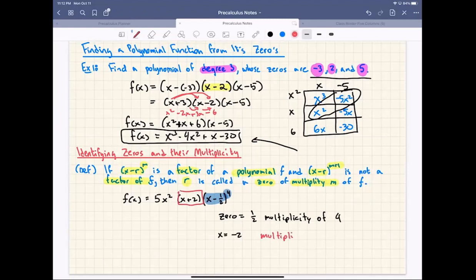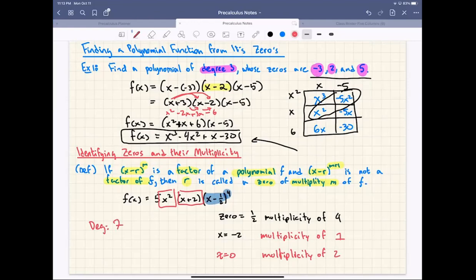If you don't see a power, that's about it. And then this last one is 0, so x equals 0. That one has a multiplicity of 2 because the power is 2. You can see here that the degree of the function is the addition of all the multiplicities. So we have 4 plus 1 plus 2, which is 5, plus 2 is 7.